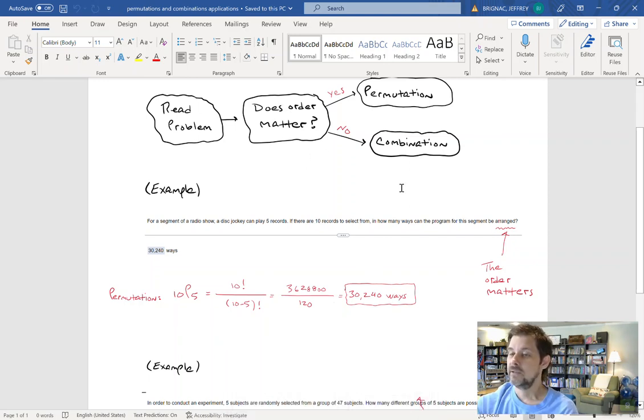Does the order matter? Well, when I see this word arranged, then I'm thinking that it would be different if you played song 1, then song 2, then song 3, versus if you played song 2, then song 1, then song 3 or something. So that word arranged indicates to me that the order makes a difference. The order that you're playing these songs is going to matter as an arrangement, okay? So I'm talking about permutations.